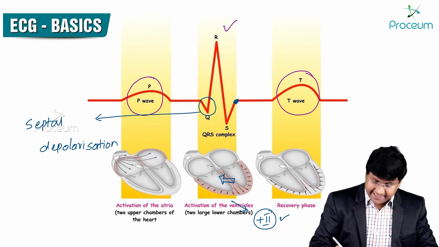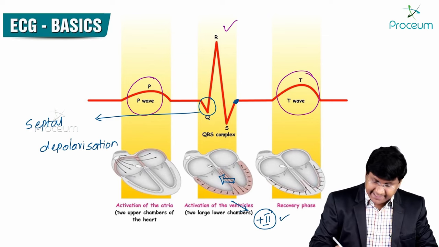And V3, V4, V5, V6. V3 and V4, they are picking up the electrical activity from the septum. These are called septal leads. V5 and V6, they are picking up the electrical activity from the lateral wall. So V5, V6, they are called as lateral leads.